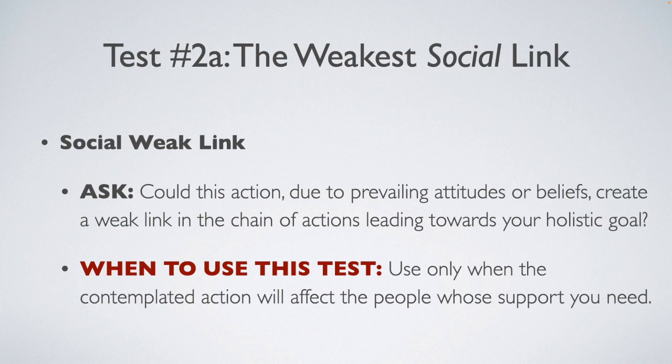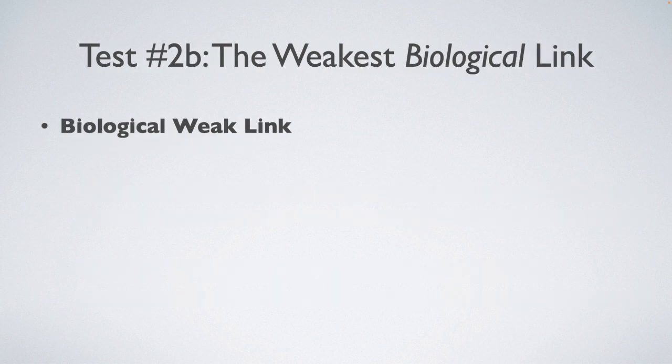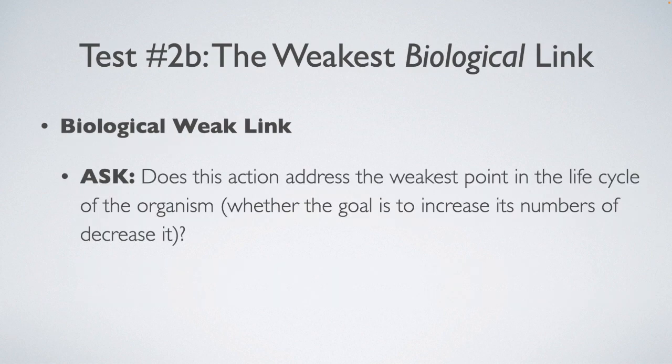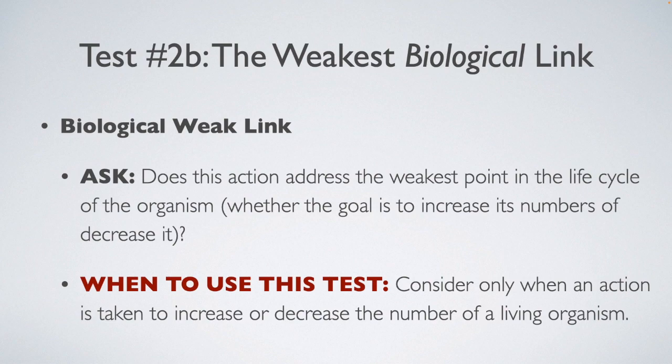resentment. For biological weak links, you want to ask, does this action address the weakest point in the life cycle of the organism, whether the goal is to increase it or decrease it? You want to use this test when an action is being considered to increase or decrease the numbers of a certain organism. This can apply to living capital in all its forms: plants, animals, fungi, insects, bacteria, you name it.